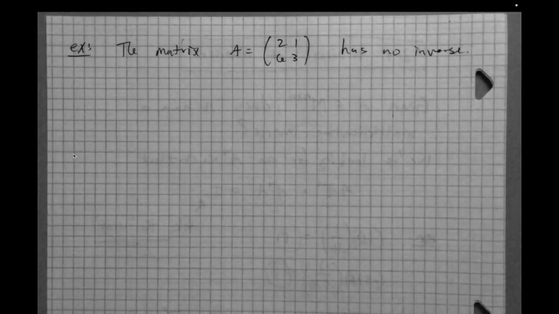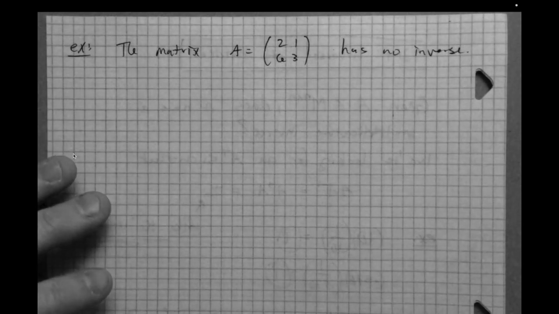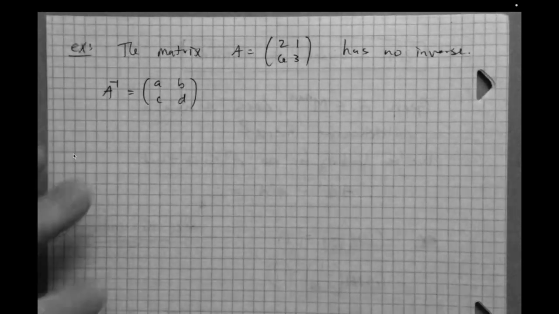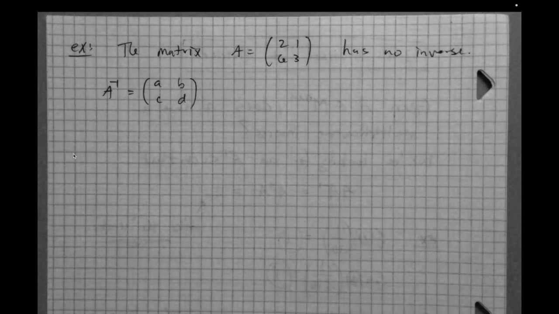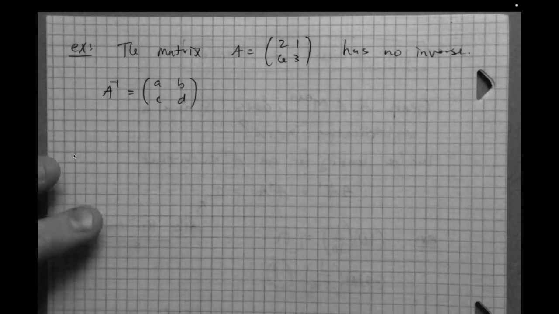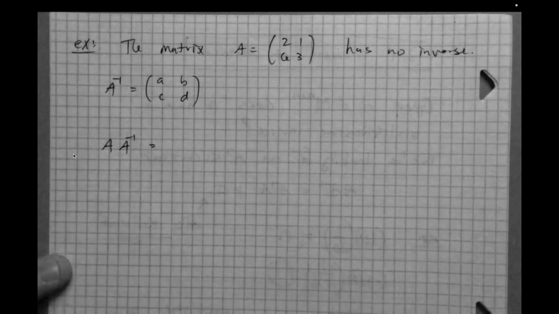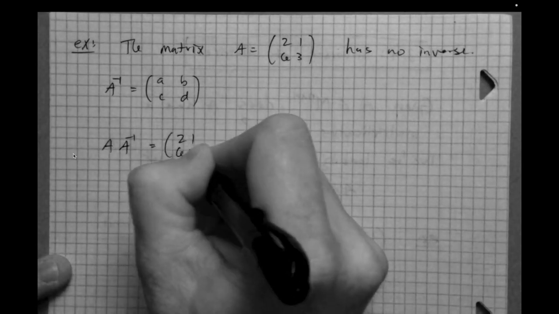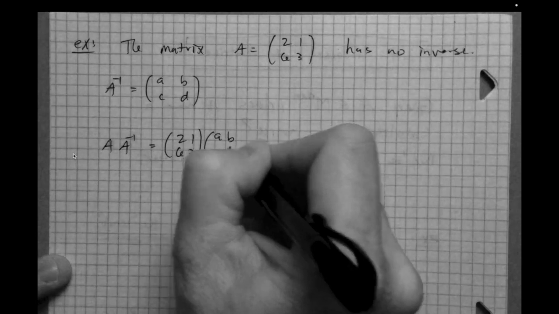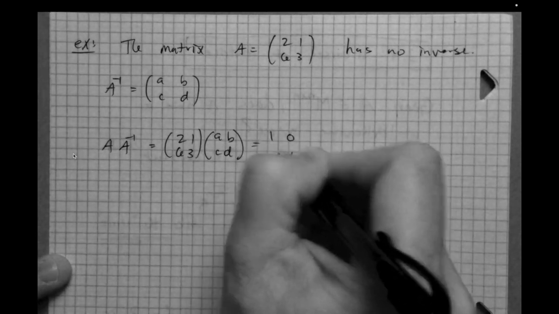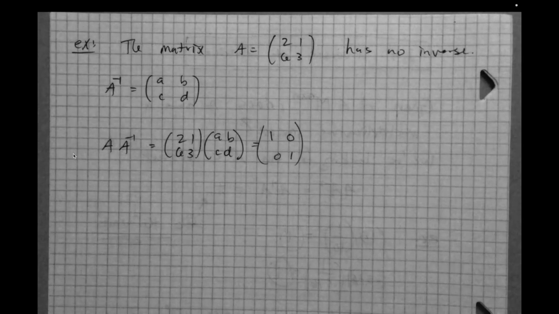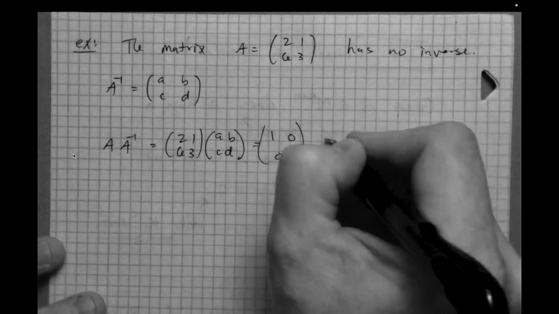Okay. Now, one way you can kind of see this is let's pretend that there is an inverse, and let's pretend it's A, B, C, D. We don't know what those numbers are, but let's just assume for a moment that A does have an inverse. Then what can we see? Well, if I take A times A inverse, if I multiply these together, 2, 1, 6, 3 times A, B, C, D must equal 1, 0, 0, 1. That's the definition.